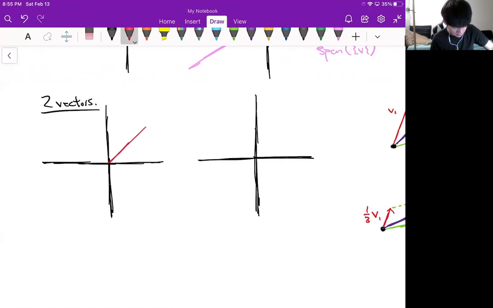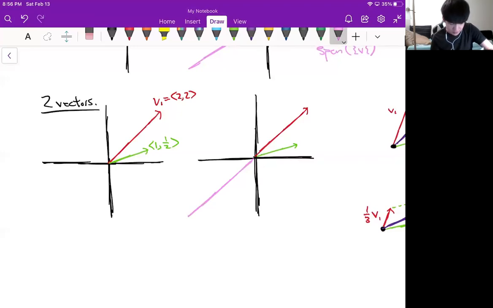So let's draw my two vectors. Let's call this one 2, 2, and let's call my second vector, I don't know, 1 and 1/2. Here's how you think about the span of this. First, we automatically get the span of each vector. I can go as far in that direction as I want, and I can go as far in this direction as I want.